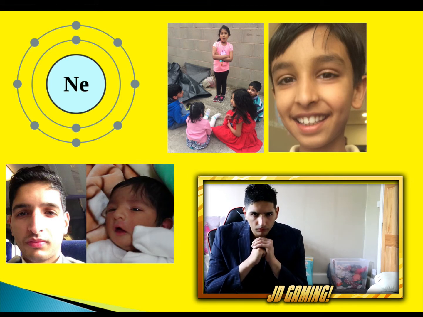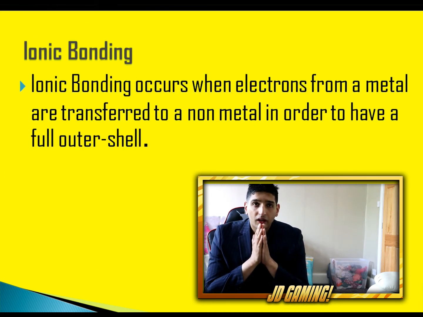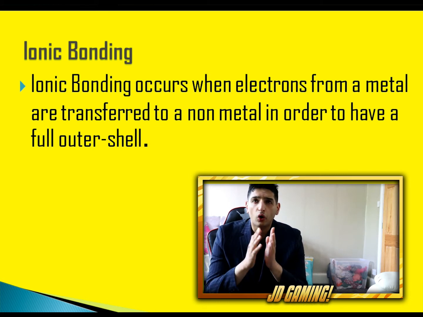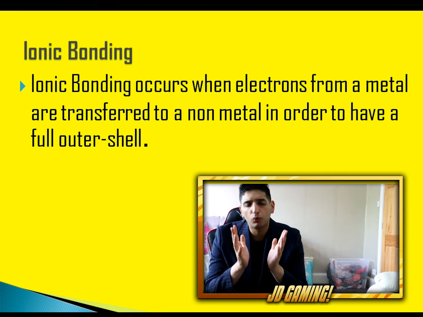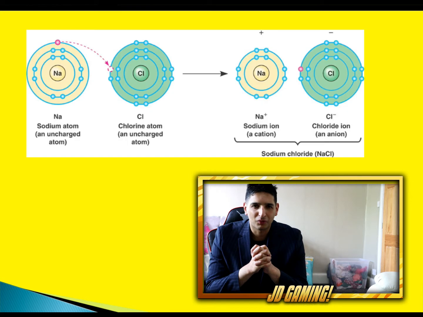Now, ionic bonding occurs when electrons from a metal are transferred to a non-metal in order to have a full outer shell. It's very important that these elements are trying to have a full outer shell. We are going to go over a few examples right now, and maybe you could do an exam question as well by the end of this lesson.